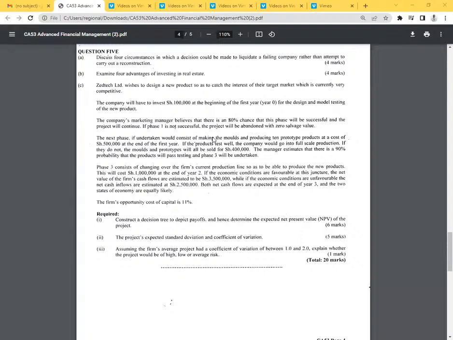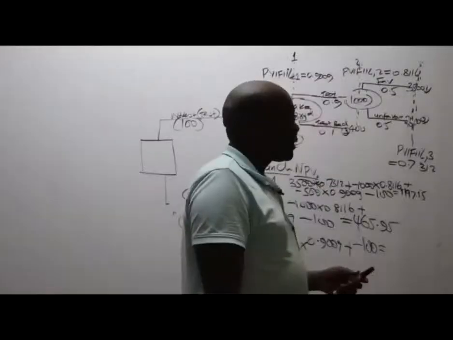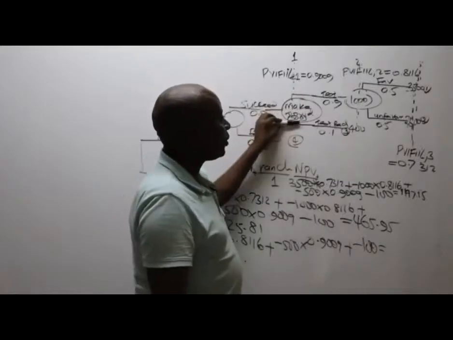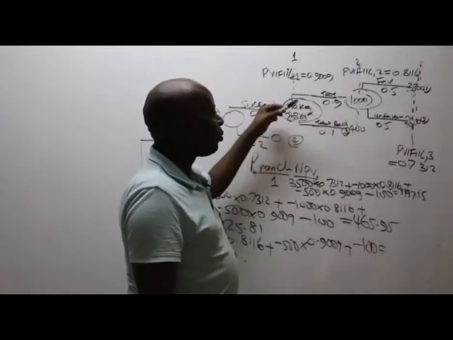If the products here test well, the company will go into full-scale production. If they do not, the molds and prototypes will be sold at 400. The manager estimates that there is a 90% probability that the product will pass the test and phase 3 will be undertaken. So meaning, ladies and gentlemen, that if we make the molds, there are 2 possibilities.